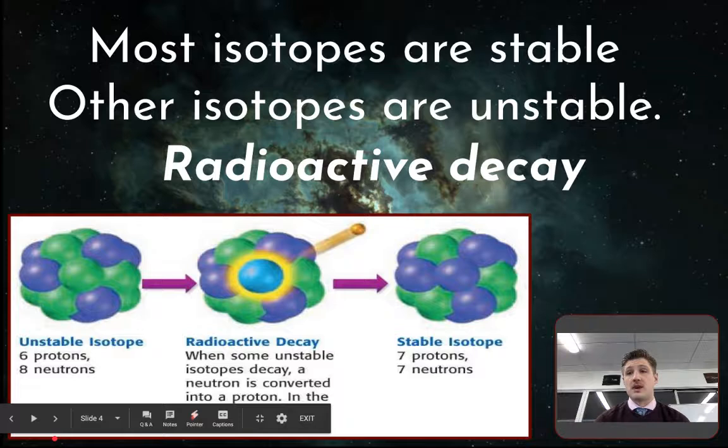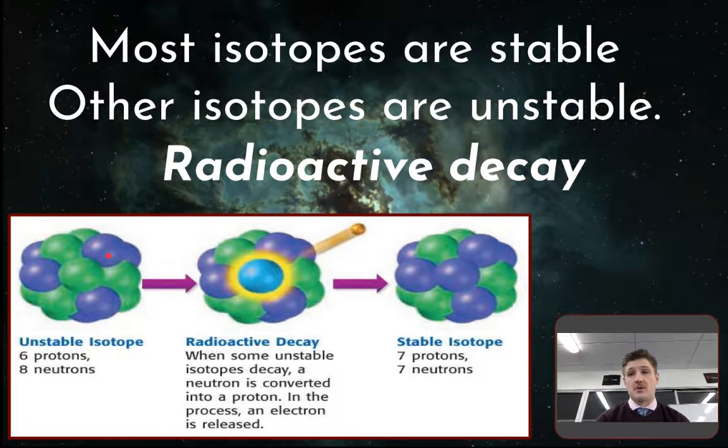If you look here, we've got an unstable isotope which has 6 protons and 8 neutrons, and remembering what we said before, you can get different variations of that. When radioactive decay occurs, some of those isotopes will decay and a neutron will be converted into a proton, which in the process releases an electron, and then we get a stable isotope where the protons and neutrons are balanced.